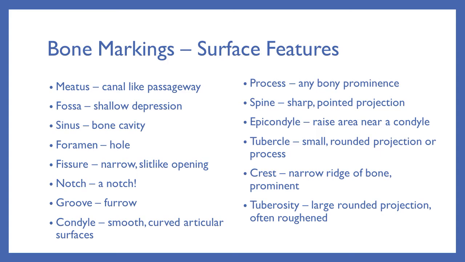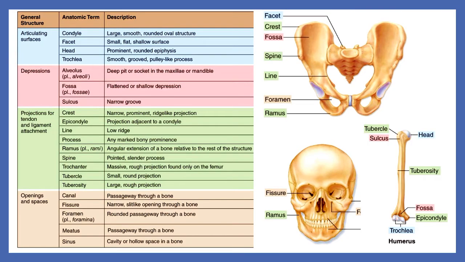Memorizing this chart will help you a lot with being able to answer these on the lab practical by having a really good understanding of what those markings would normally be called. This chart gives us some details. The articulating surfaces, depressions, projections, they all have different names, and there are specific descriptions of what they look like.